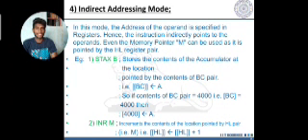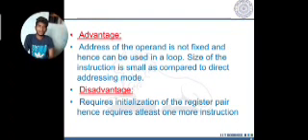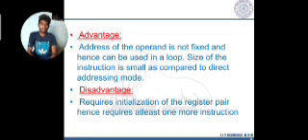And the second example, INR M, which means increment the content of the location pointed to by the HL pair, because M means memory pointer. And here are some advantages. The address of the operand is not fixed and hence can be used in a loop. The size of the instruction is small compared to the direct addressing mode. Some disadvantages are that it requires initialization of the register pair. Hence it requires at least one more instruction to initialize.